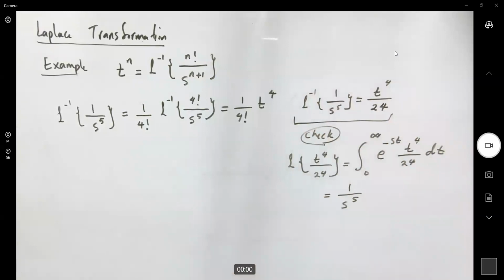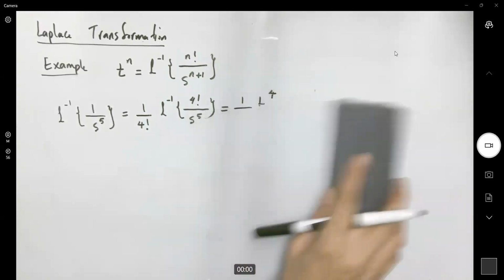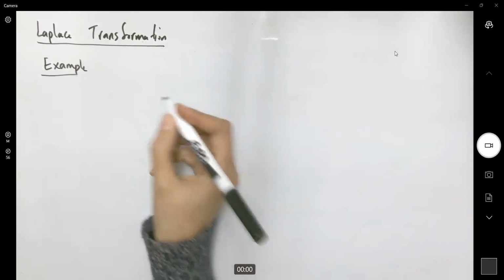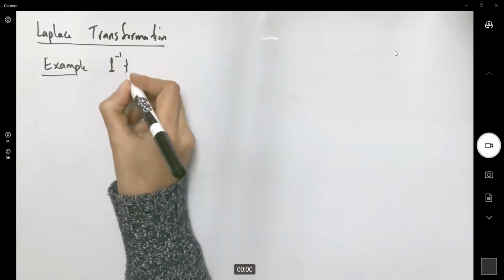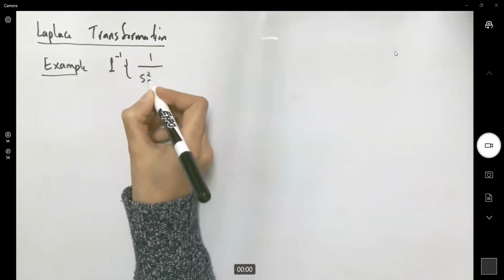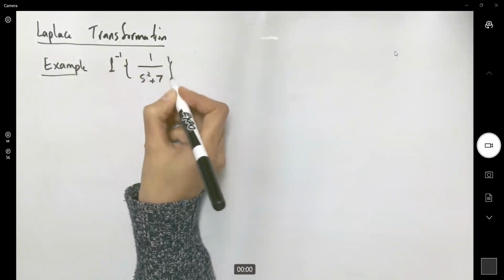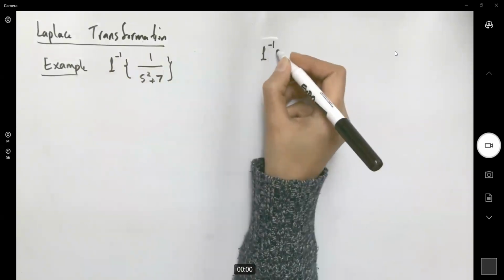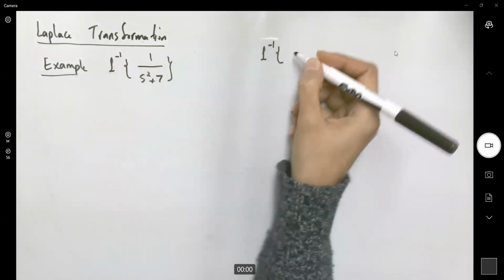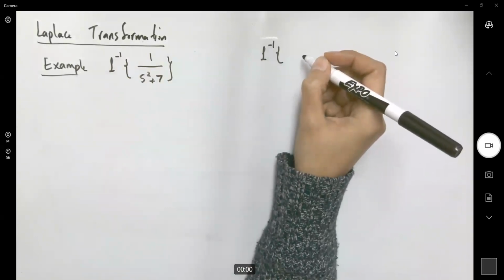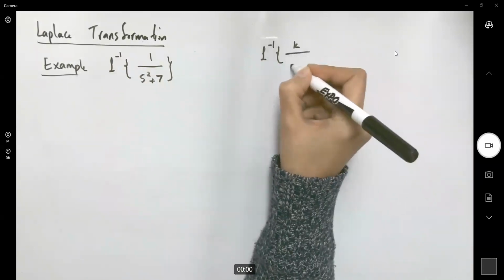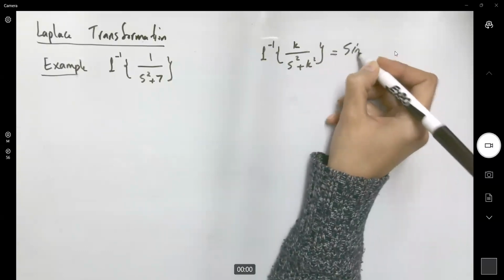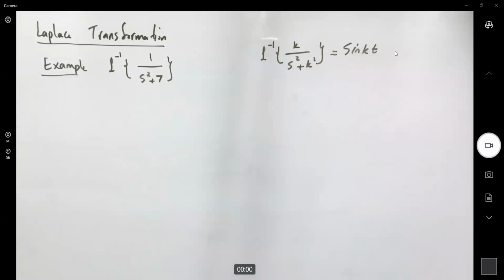Let's go over another example. Suppose I ask you to calculate the inverse Laplace of 1 over s squared plus 7. What we have learned so far is that the inverse Laplace of k divided by s squared plus k squared is equal to sine kt.